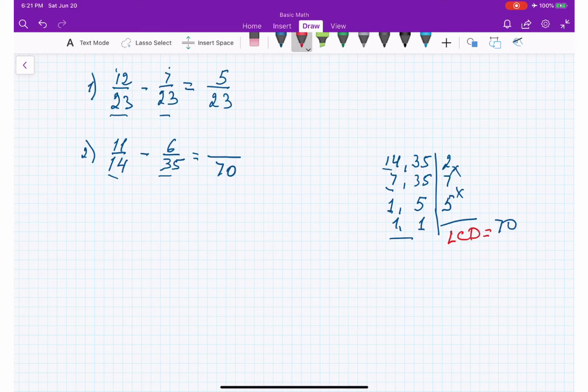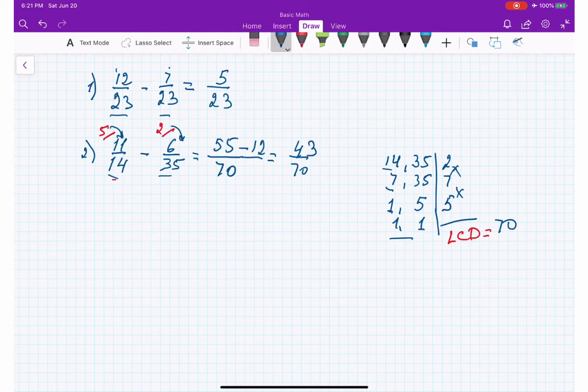So what we do next: 70 divided by 14 is going to be 5, and 70 divided by 35 is going to be 2. Next step, we multiply 5 times 11, which is 55, minus 2 times 6, which is 12. The result is going to be over 70, and we get 43.